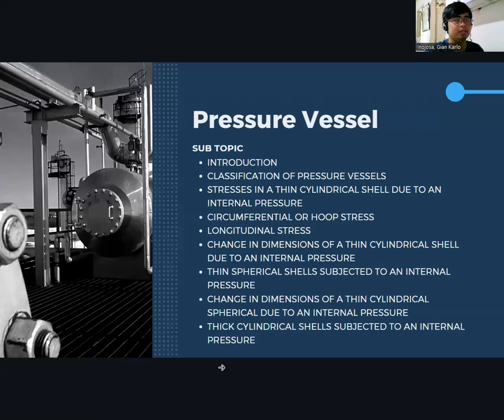So for the subtopic of the pressure vessel includes the introduction, the classification of pressure vessels, stresses in a thin cylindrical shell due to an internal pressure, circumferential or hoop stress, longitudinal stress, change in dimensions of the thin cylindrical shell due to an internal pressure, thin spherical shells subjected to an internal pressure, change in dimensions of a cylindrical and spherical shell due to an internal pressure, and thick cylindrical shells subjected to an internal pressure.